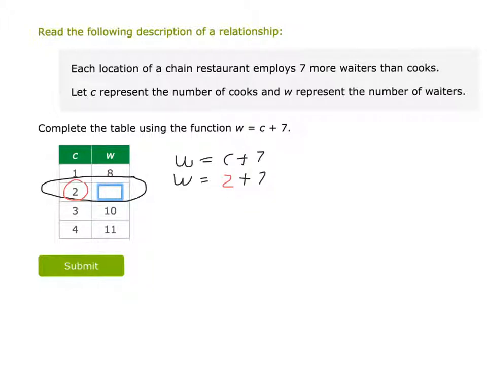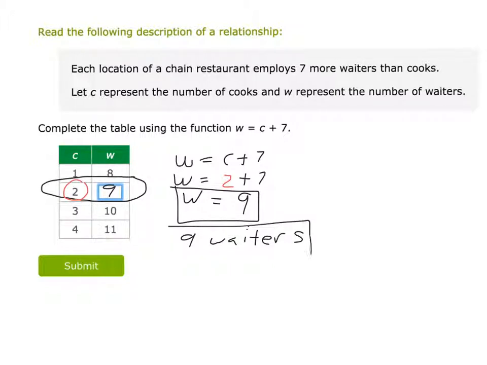On the right side, 2 plus 7 equals 9, and the other side comes down, and W equals 9. So in this case, it will take 9 waiters. And that completes this question. So the answer is 9 waiters, because that's what goes in the box.